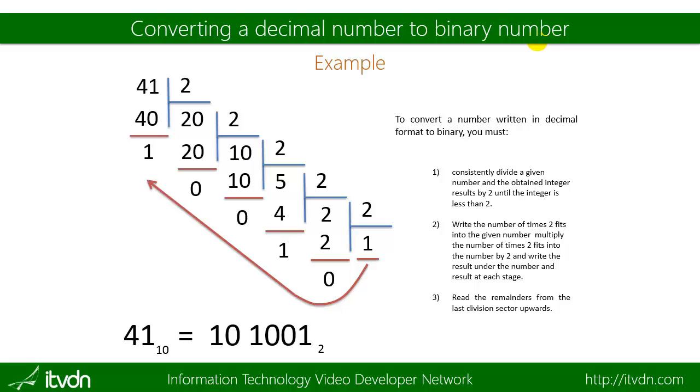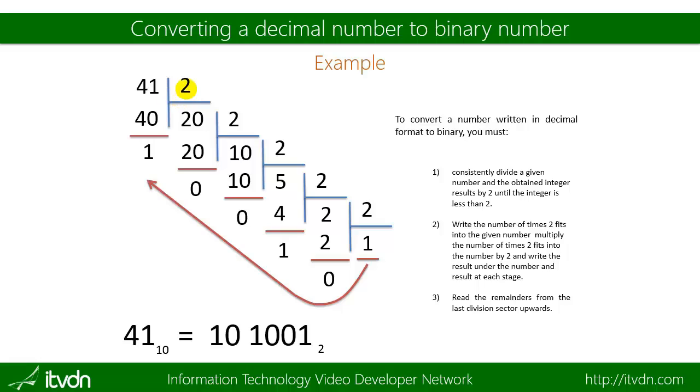But what does this mean? This means that if our given number is 41, we divide 41 by 2, and we get a remainder of 1, then divide by 2 again and again. But let me explain it in a slightly different way. Look at it like this. Write the number of times 2 fits into the given number. Multiply that by 2 and write the result under the number. Don't worry about this, let's just move on and I'll explain what I mean there.